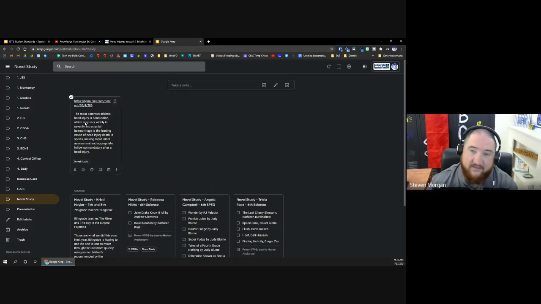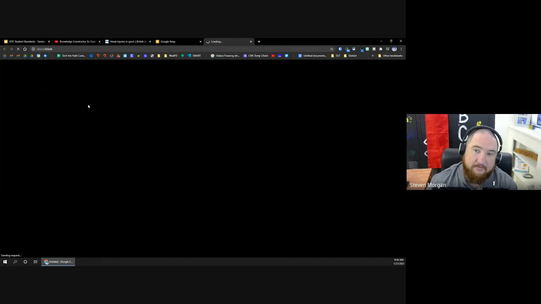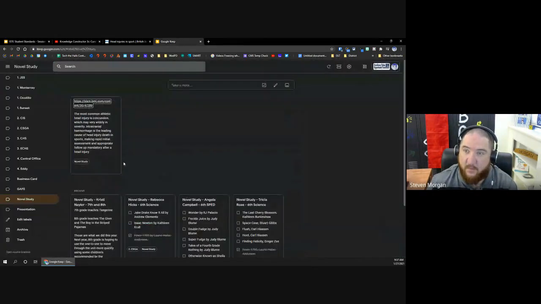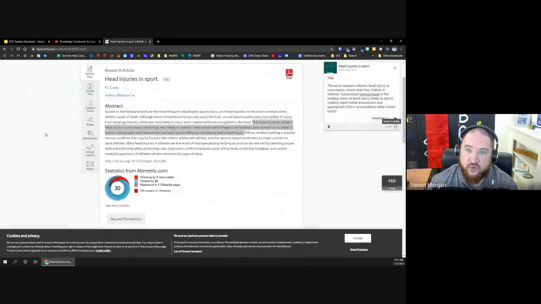So instead of trying to find this again later, I can just go into my Google Keep. Here's the address, and as soon as I click on it, it takes me where I need to go. So it's just a really, really good tool.